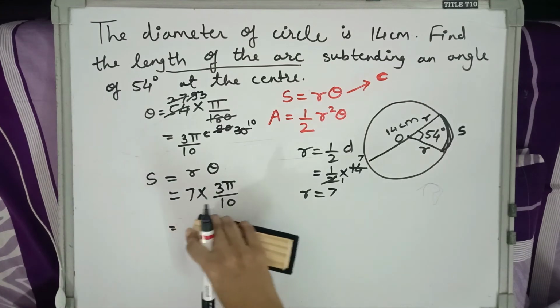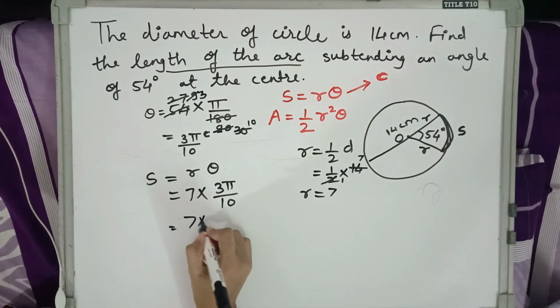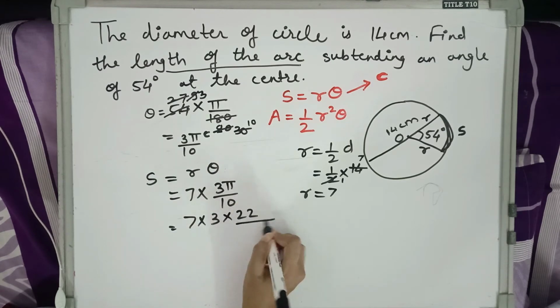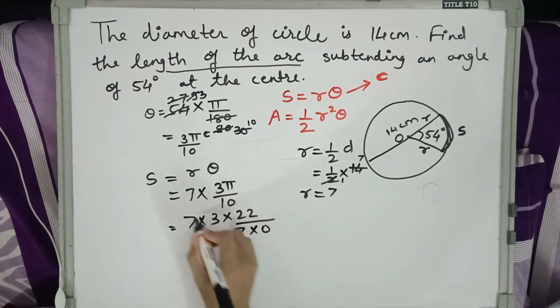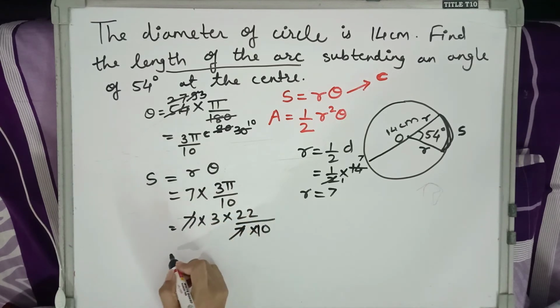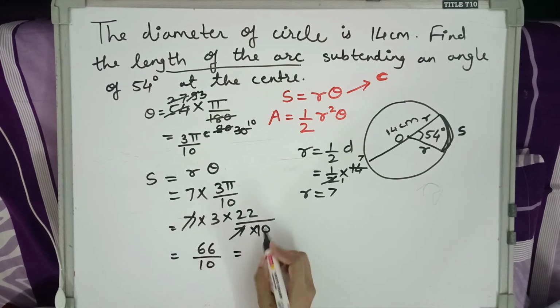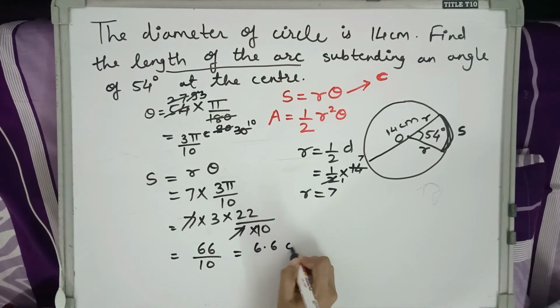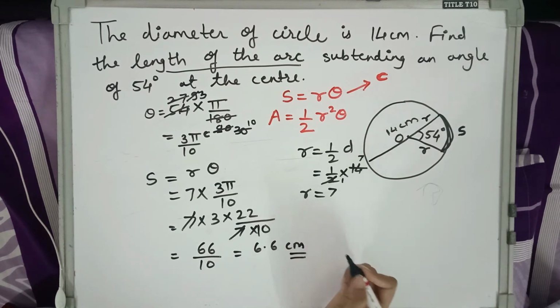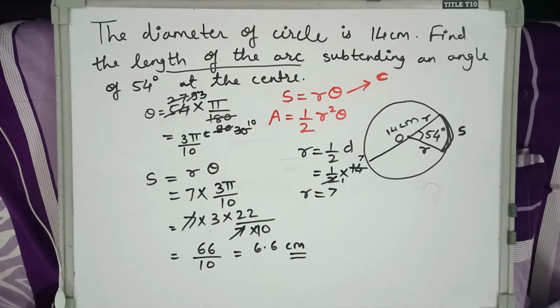Let's first put the value of pi. 7 into 3 into pi की value 22 upon 7 into 10. 7 7 gets cancelled. Now 3 into 22 is 66 upon 10, which is equal to 6.6 centimeters. Always remember to mention the unit.